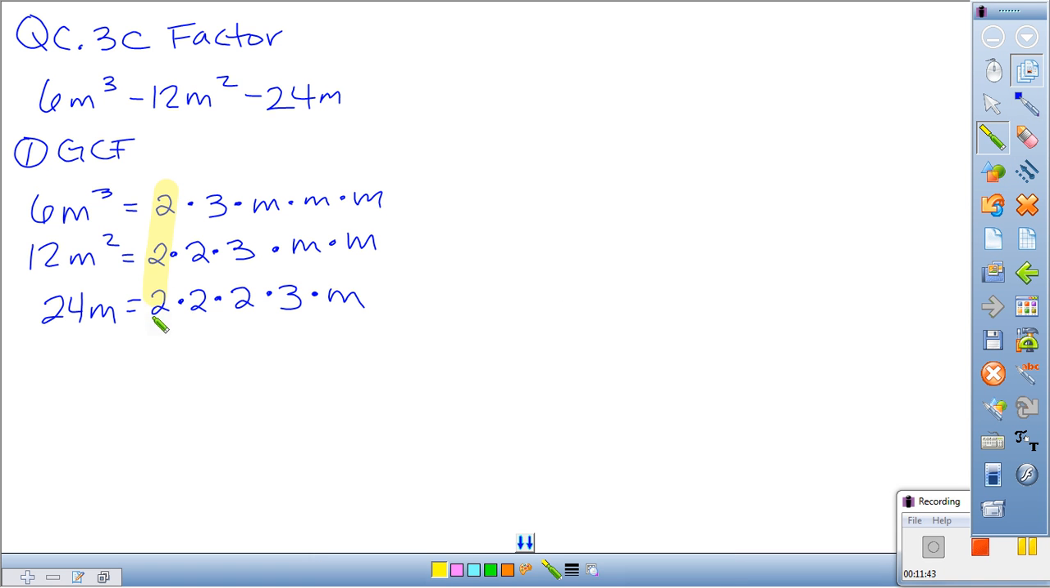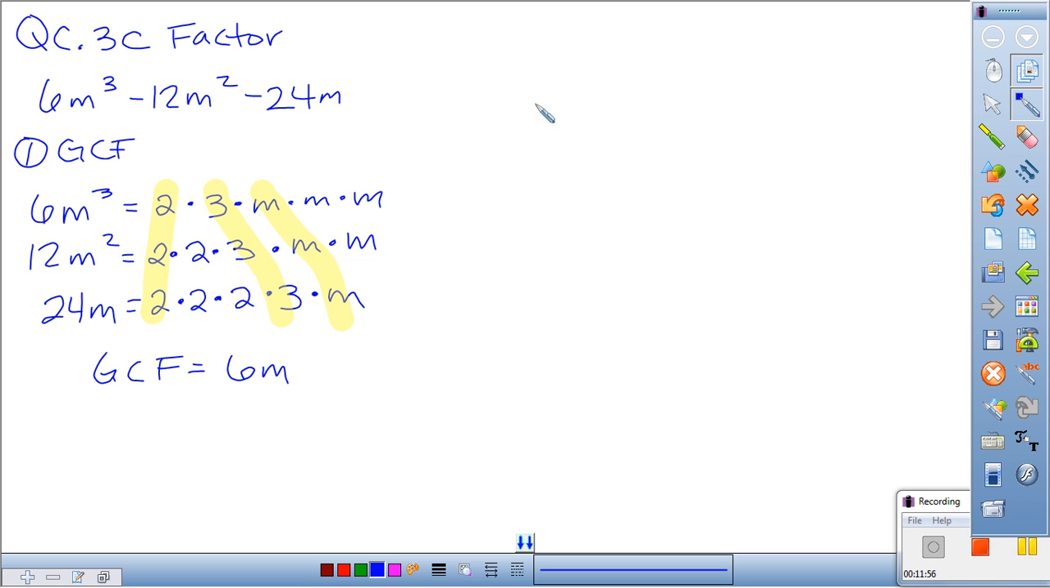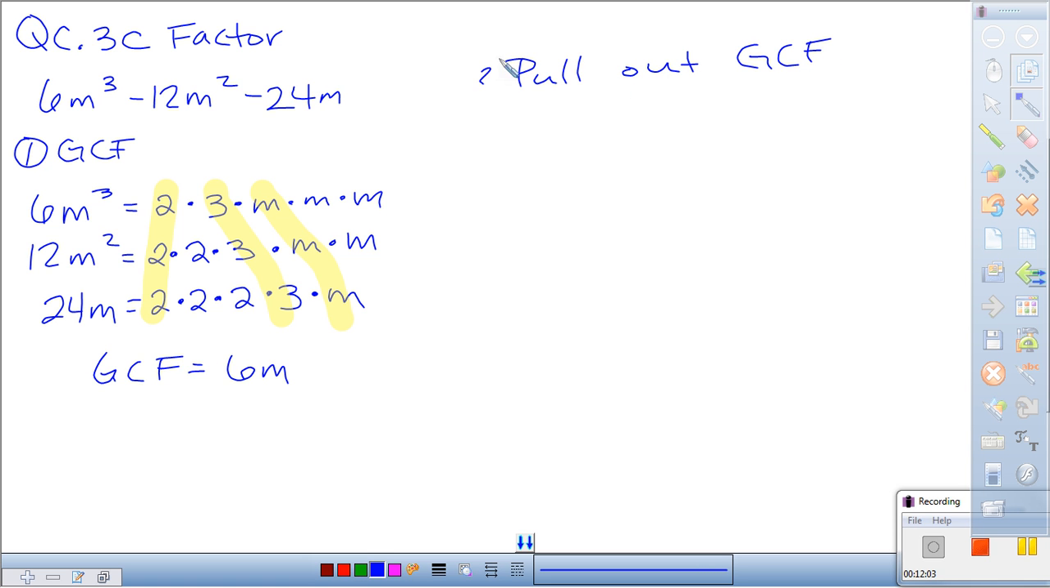They each have a 2. They all also each have a 3. And they each have an m. Therefore, our GCF is 2 times 3, which is 6, times m, 6m. Now we'll do just what we did last time. We're going to pull out the GCF from our original trinomial. So I have 6m times what would give me 6m cubed minus 12m squared minus 24m.